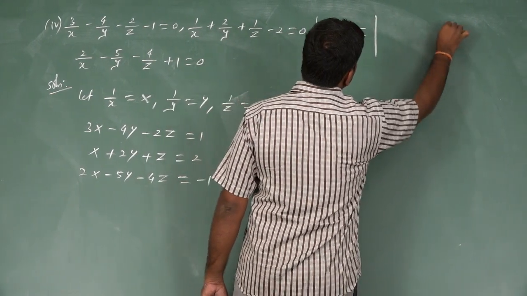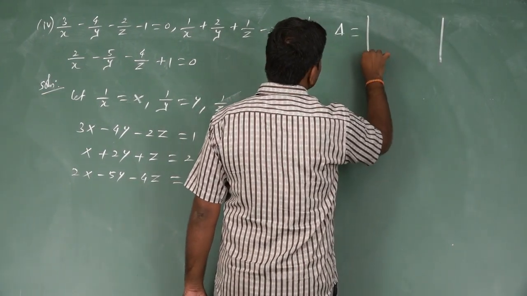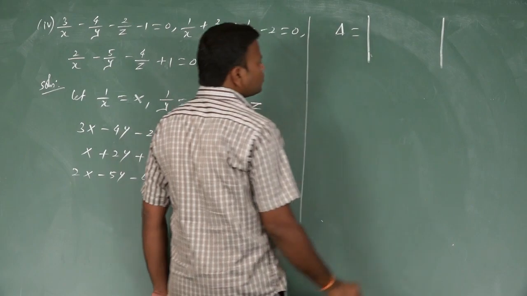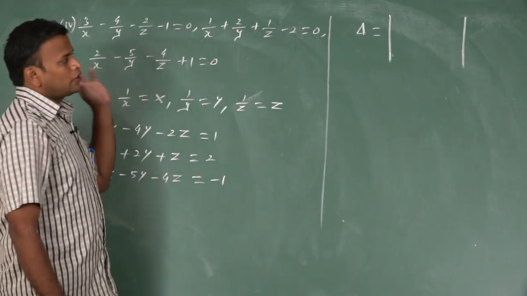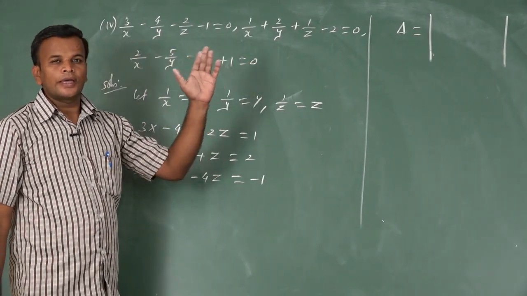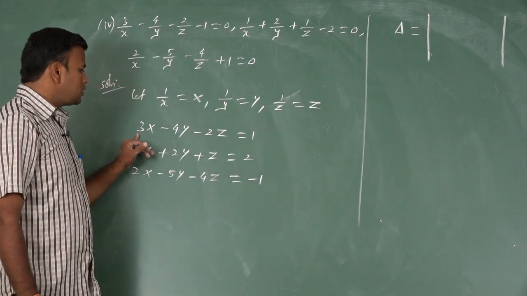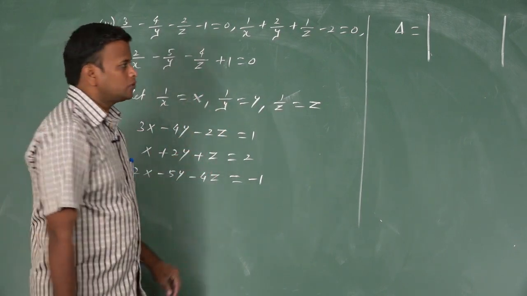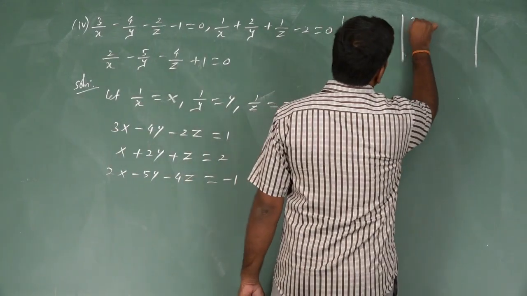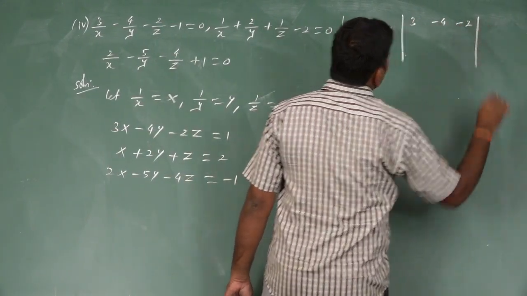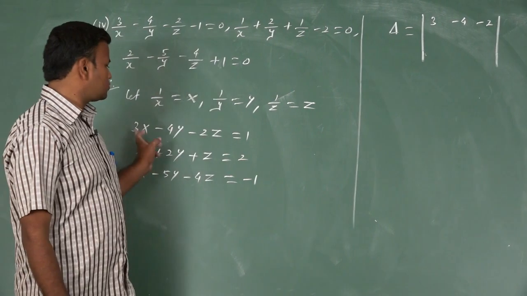You know the working rule, del is determinant. The same rule. The first row is the coefficient of capital X, Y, Z in the first equation. They are 3, minus 4, minus 2. First row.